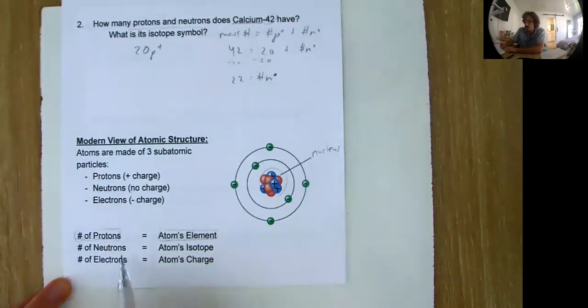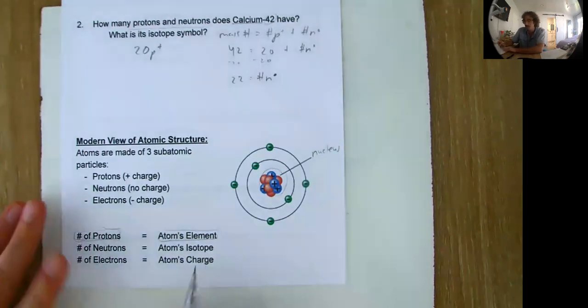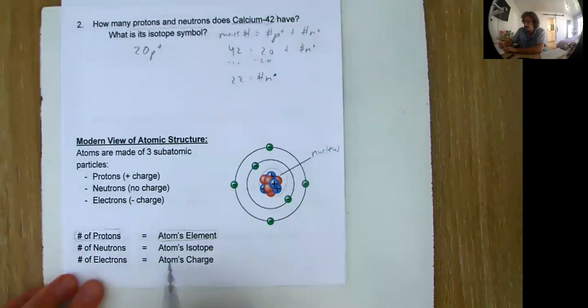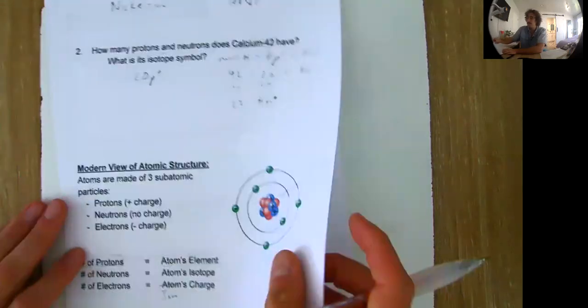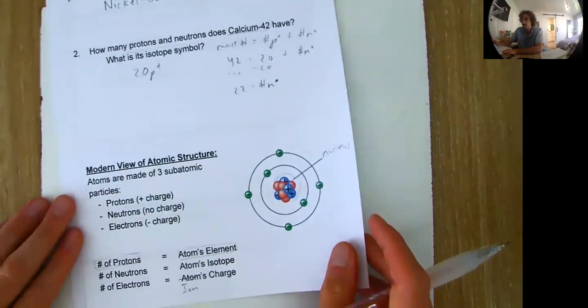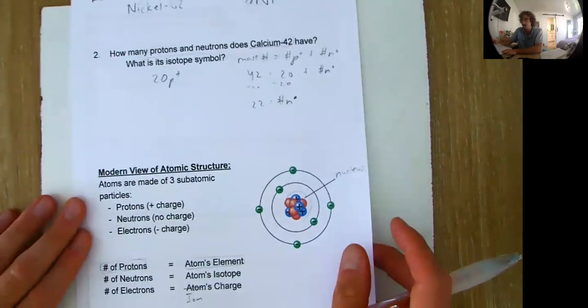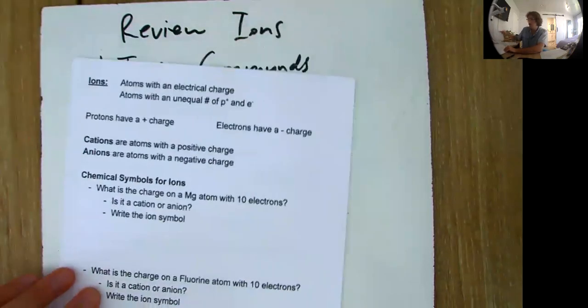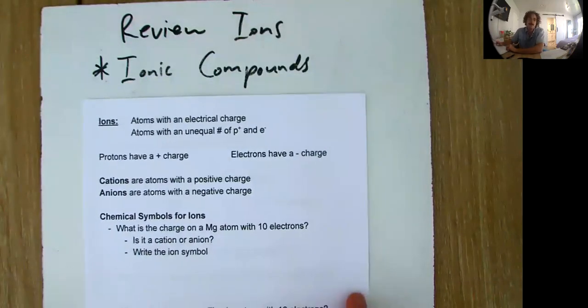The two things that change are neutrons, making different isotopes, and electrons, which can make an atom's charge positive or negative, turning it into an ion. In fact, we should even just write ion right here instead of atom. Okay. Pause if you need to write those notes down, but if you already know that, then don't write them down. Okay, next is atoms with an electrical charge.